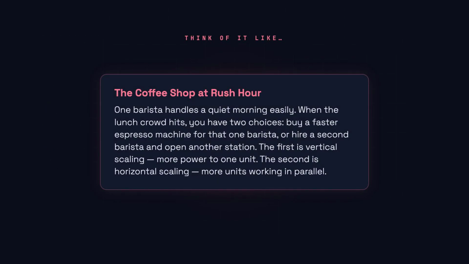This analogy captures the central tension in scalability perfectly. A faster machine has limits. There is only so much one person can do. But adding more stations means customers can be served simultaneously, and you can keep adding stations as demand grows. The same logic applies directly to software systems, and which approach you choose has deep architectural consequences.